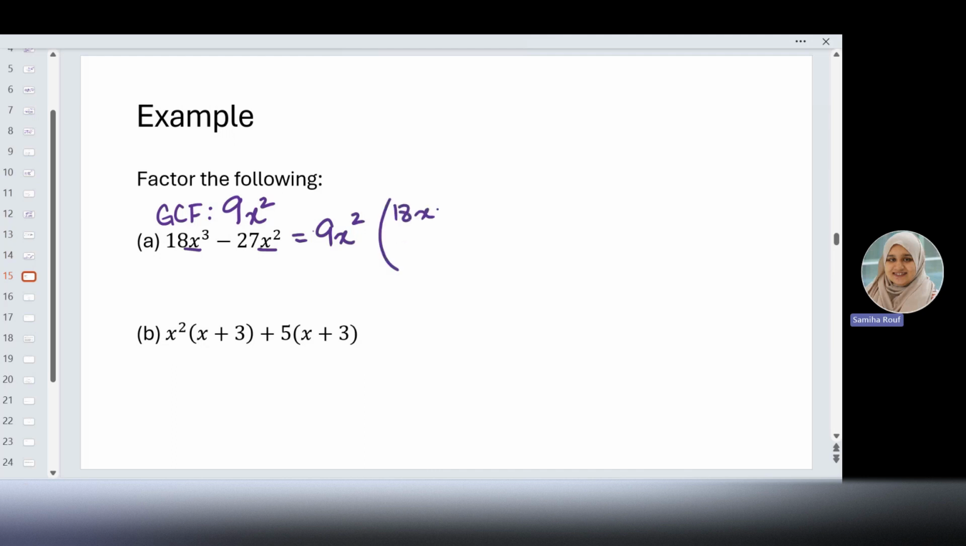That means I'm going to write out the hidden step. Normally we don't write it out, but just for completion and understanding, I'm writing it out here. Okay, so then this is what's happening. So then 18x cubed is getting divided by the 9x squared.